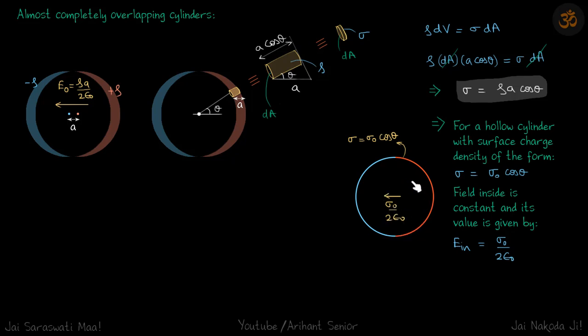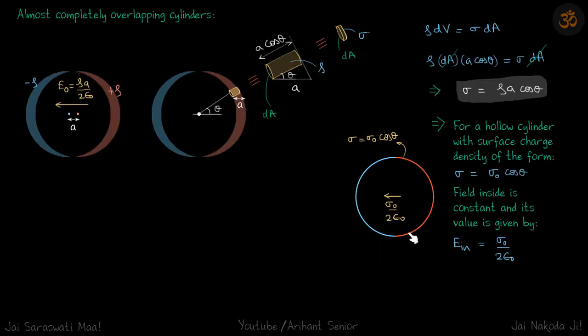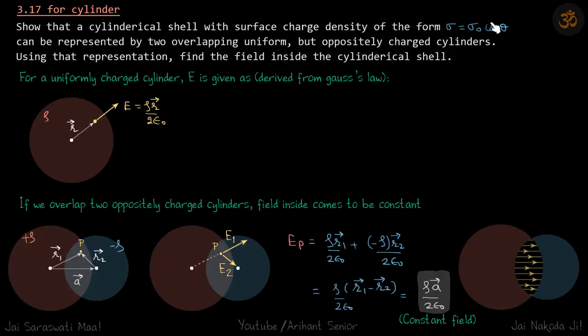We derived this by comparing this situation to that of two overlapping cylinders, and we proved before that when we have two overlapping cylinders, the field inside is constant. So here also it's going to be constant, and by comparing these two we could say that the field inside is sigma naught by 2 epsilon naught. Again, the problem is quite similar to 3.17. The same steps we did for the sphere, here we did for the cylinder. That's all.